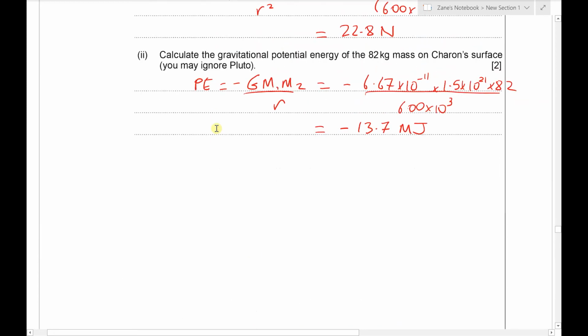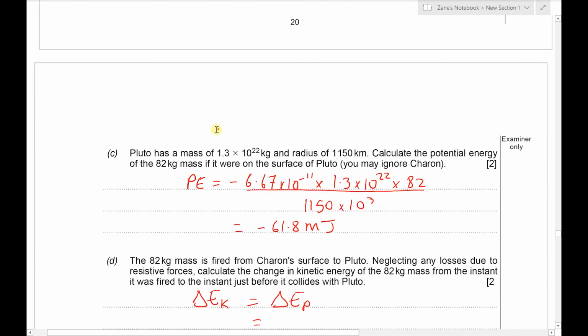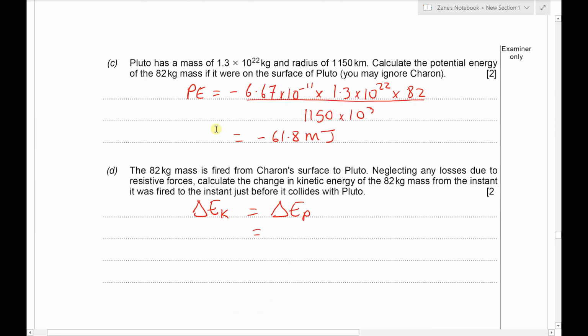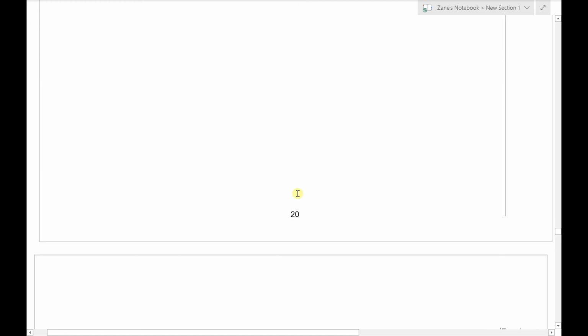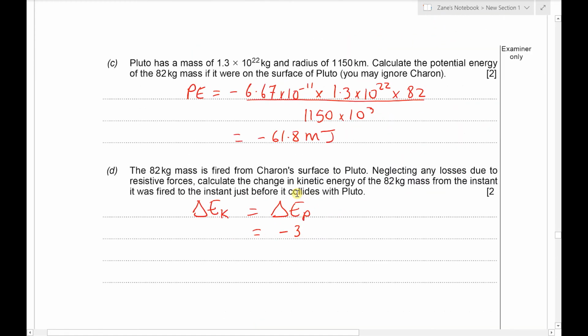So we've got a 13.7 and a 61.8. And that will be an answer in megajoules. And when we find that difference, we get 48.1 megajoules.